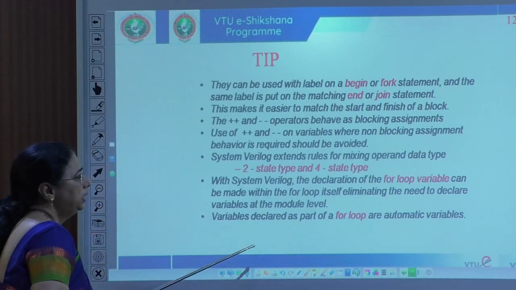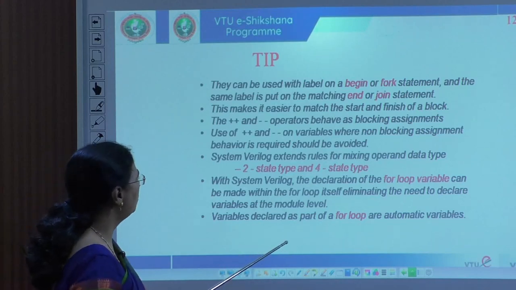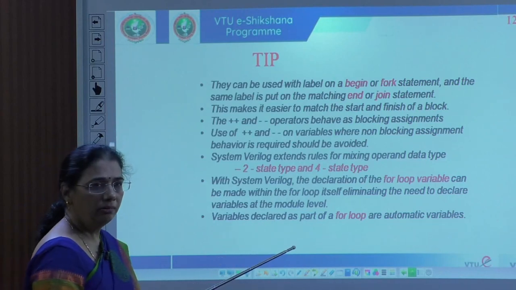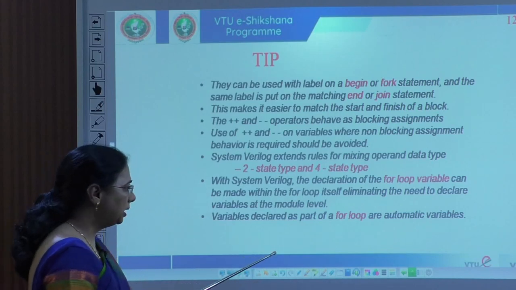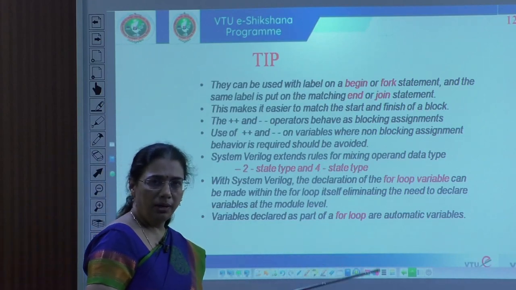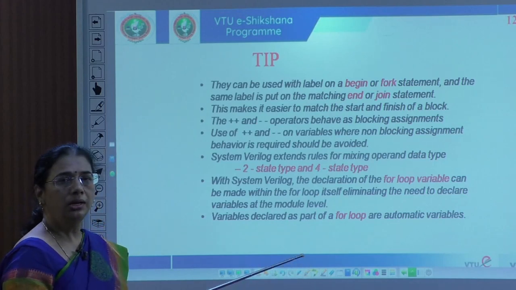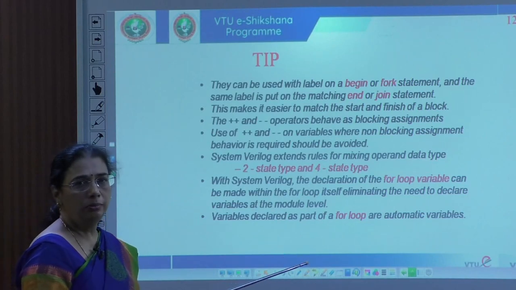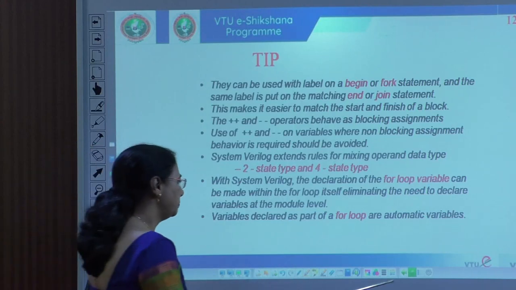And also, the declaration in SystemVerilog for a loop variable can be made within the for loop itself, and that eliminates the need to declare the variables at the beginning of the module. Variables that are declared as part of the for loop or any of the loops are going to be automatic variables, meaning that they will be given a local storage and updated in the local storage, and they are not going to be written into a static storage.